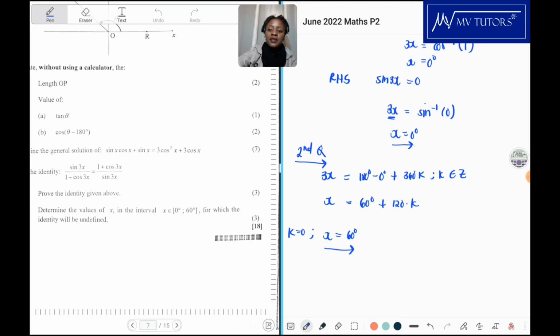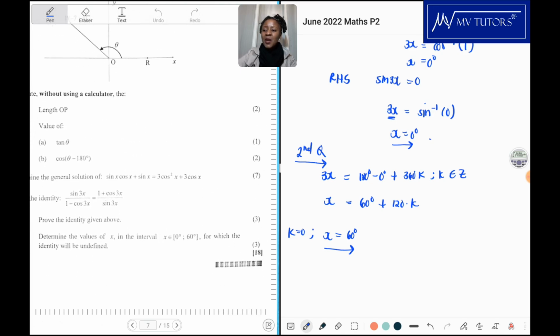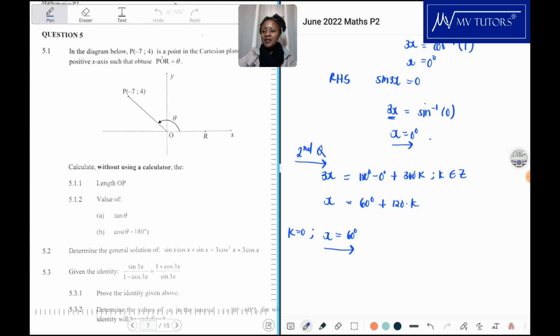I was honestly going to leave it here, but just to be safe, determine the general solution, just so that you can see for yourself that indeed you are going to get one answer or two answers or whatever. These 3 marks are worth it. And with that, that is question 5.